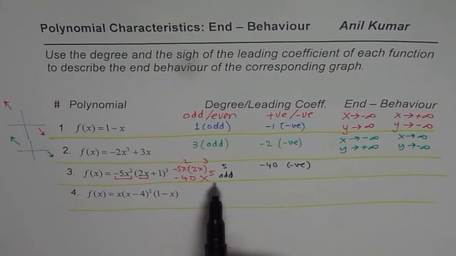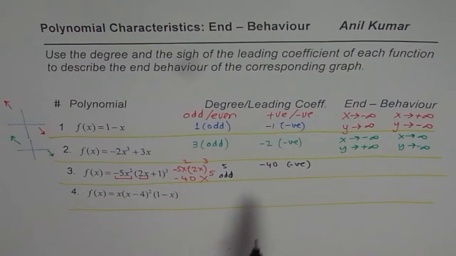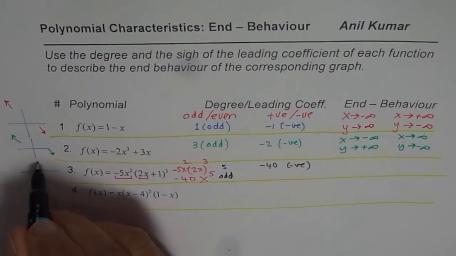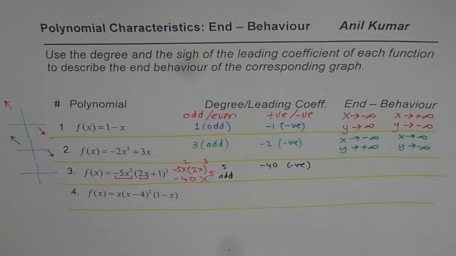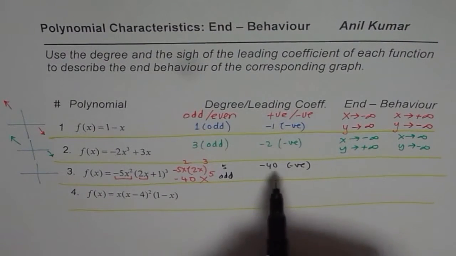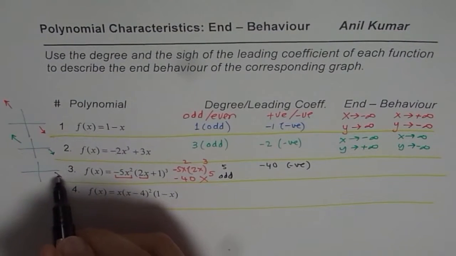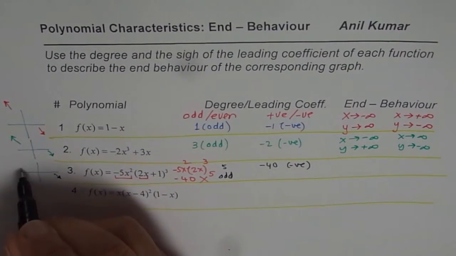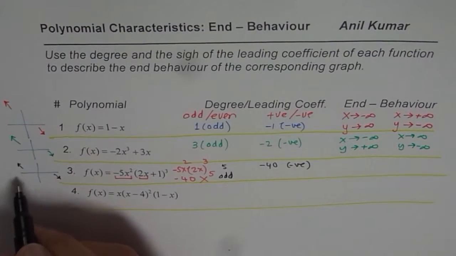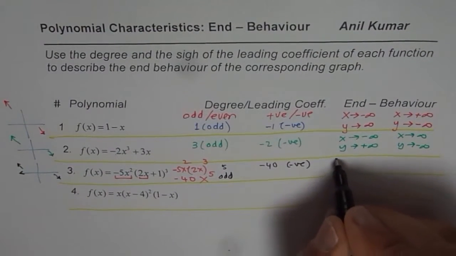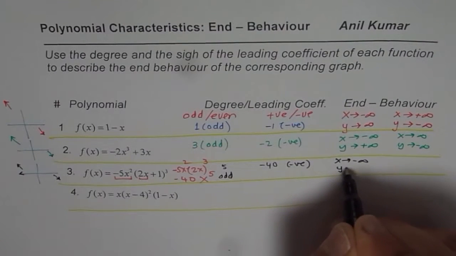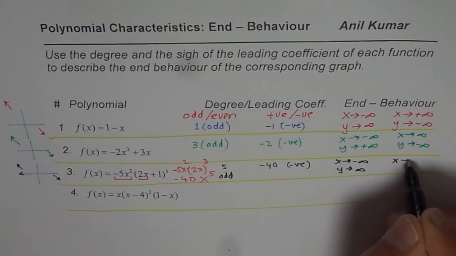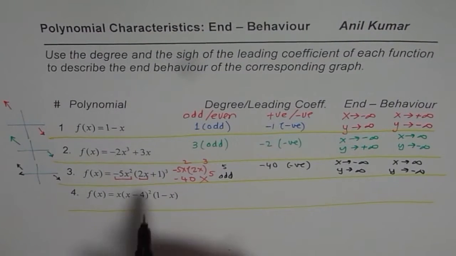Perfect. So you have odd, 5 is odd, and minus means negative. Therefore, in this particular example, you are expecting a behavior which is very similar to what we got last time, right? So you can write a similar result. Negative leading coefficient means right side is down, and odd means opposite ends. So you get exactly the same thing. When x is approaching negative infinity, y is approaching positive infinity. When x is approaching positive infinity, y is approaching negative infinity. Okay, do this one now.